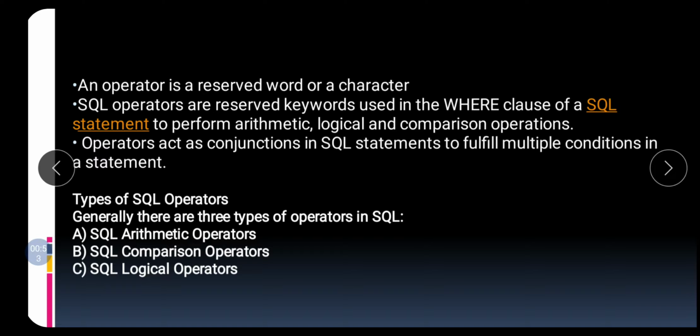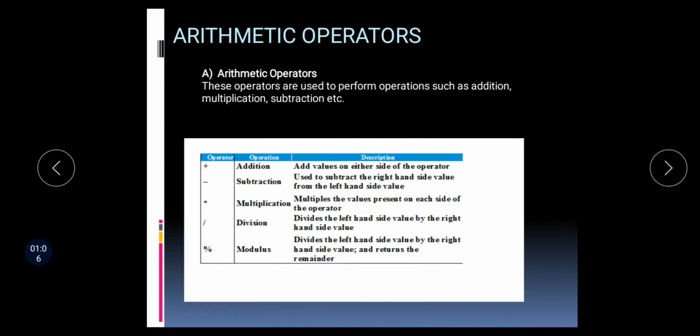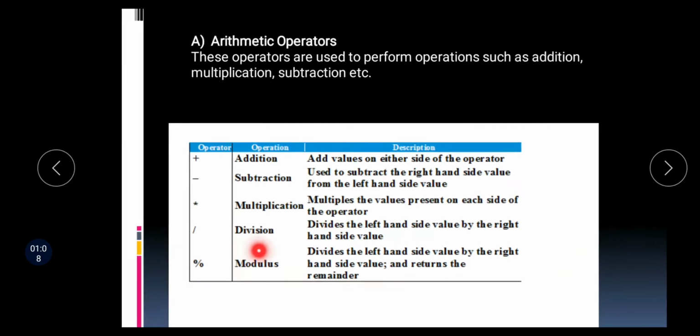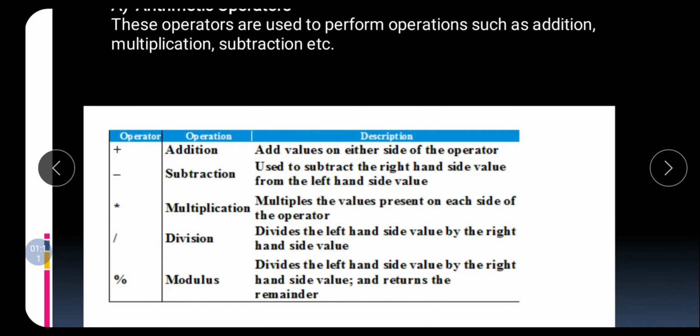Types of SQL operators. Generally, there are three types of operators: SQL arithmetic operators, SQL comparison operators, SQL logical operators. First one, arithmetic operators. In arithmetic operators, the plus symbol is used for addition. It adds values on either side of the operator.